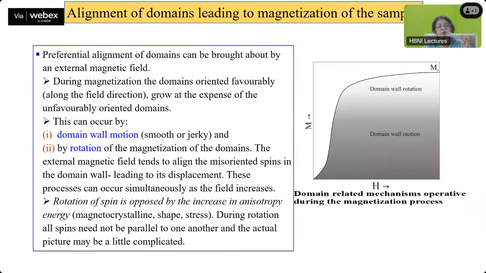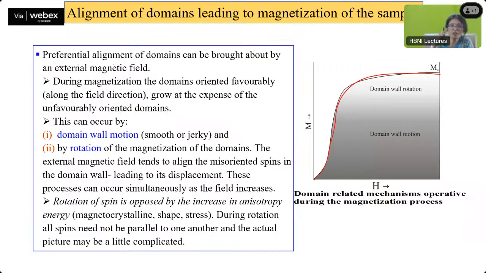So now you see the alignment of domains, which leads to the magnetization of the sample. In most cases, when you plot M versus H, it goes somewhat like this. What is giving rise to this particular shape is what we are going to discuss now. During magnetization, the domains oriented favorably, which is along the field direction, grow at the expense of the unfavorably oriented domains. So you have this domain wall motion.